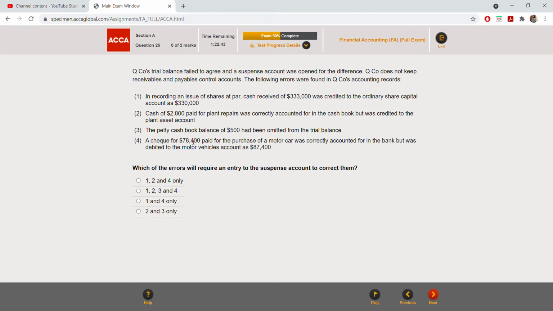A cheque of 78,400 paid for the purchase of a motor car was correctly accounted for in the bank but was debited to the motor vehicle account as this much. So the amount is also wrong. Okay, the amount is wrong. You need to correct it. How do you correct? What is the difference? 9,000. Okay, so you credit 9,000 in the motor vehicle account and you debit where? Suspense account. That means in all the four you need suspense account.